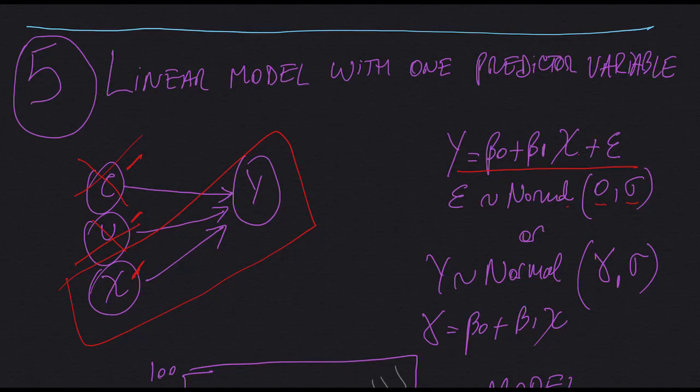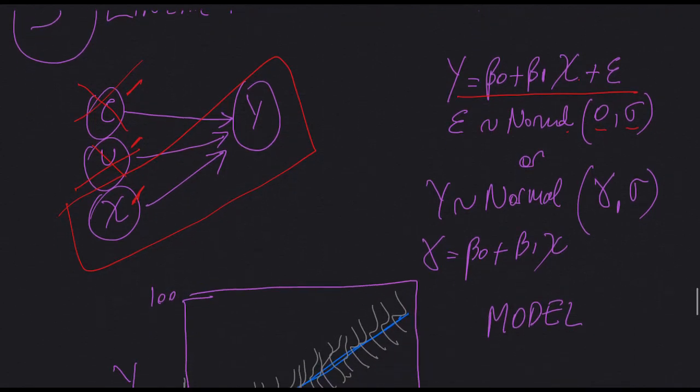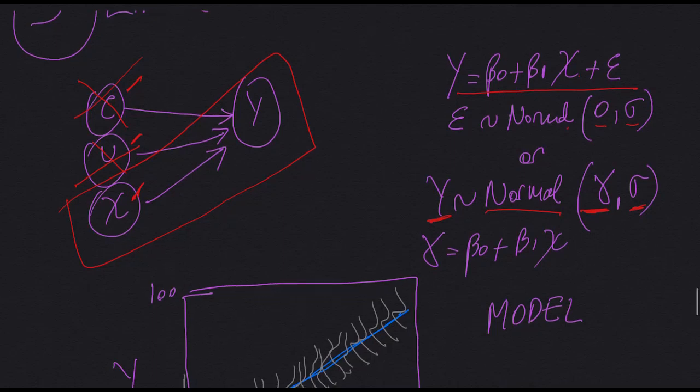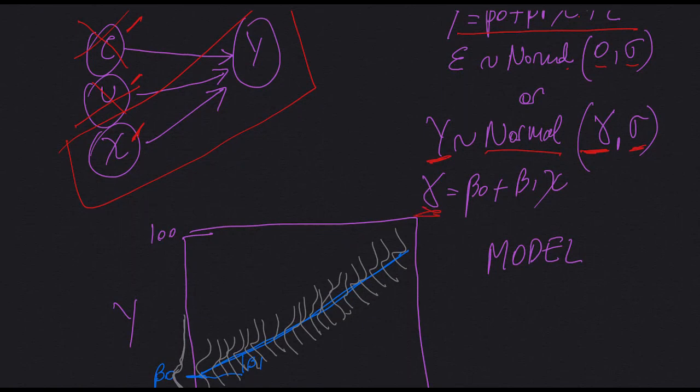But remember, I prefer this different notation, which gives the probability distribution directly to the dependent variable or outcome variable. And we say that y is a random variable that follows a normal distribution. The mean of that distribution is gamma, and the standard deviation of that distribution is sigma. And then we say that gamma is beta 0 plus beta 1 times x.